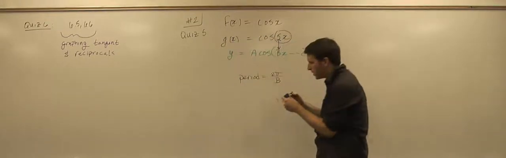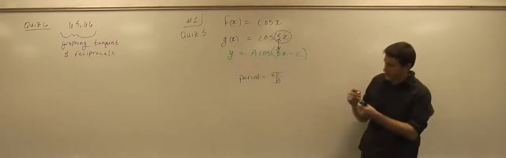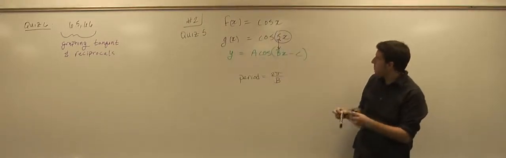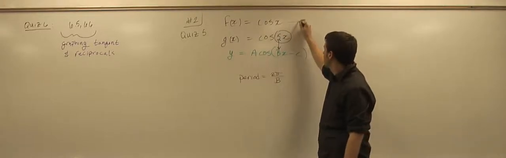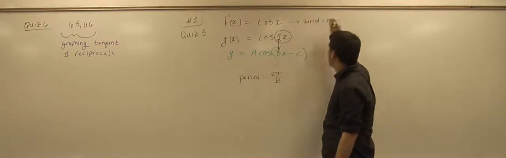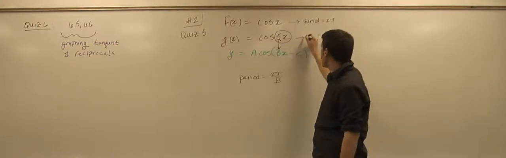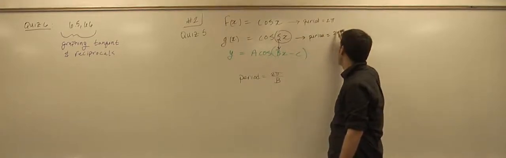So let me calculate the period for f. Because there's nothing in front of the x except a visible 1, the period for f is going to be 2 pi. All right, then in g, there's a 5 in front of the x, so the period is going to be 2 pi over 5.